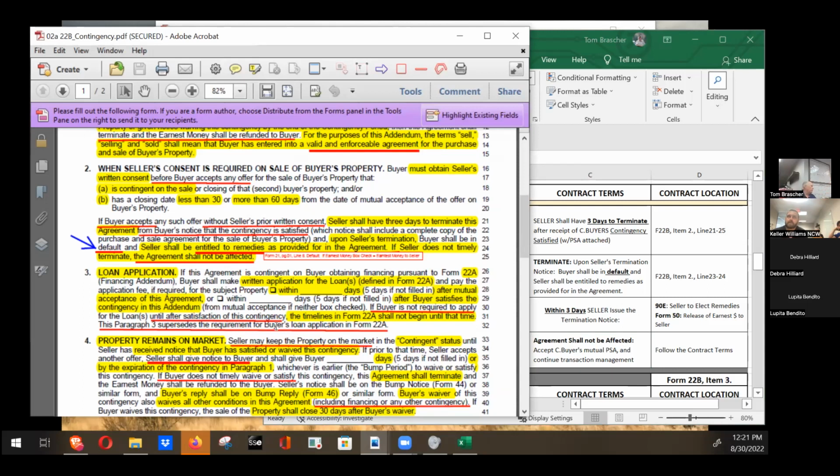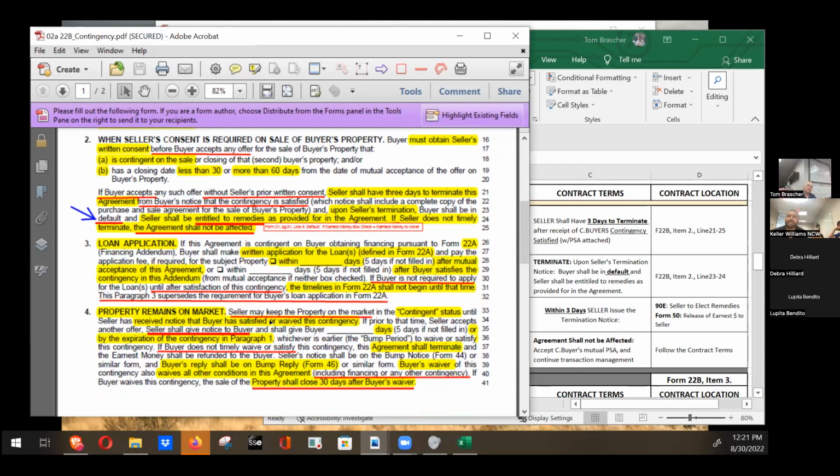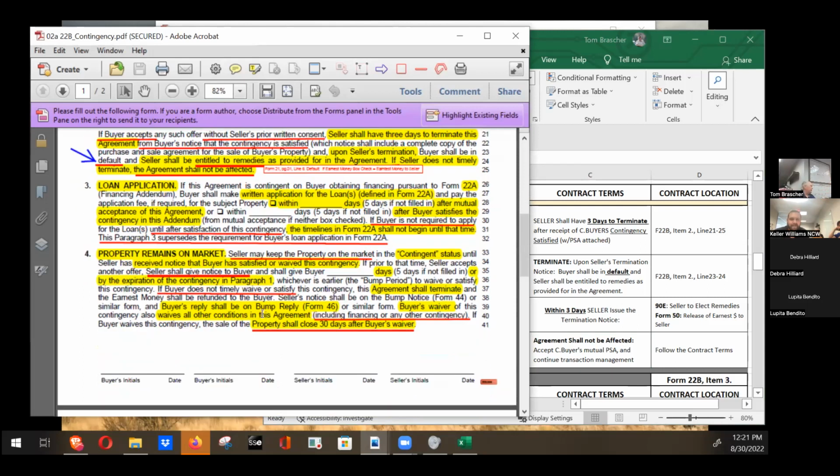Yeah, for a little 2-page form. Oh, there's a lot in there. This is dynamite. Jeez. First time I read it, I was going, oh, that's pretty clear. It's not bad. Then stuff starts happening and you go, oh, God.